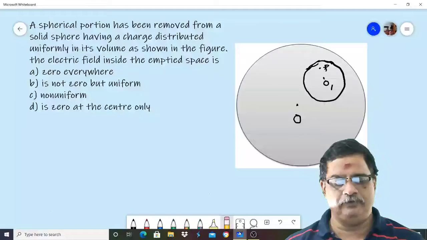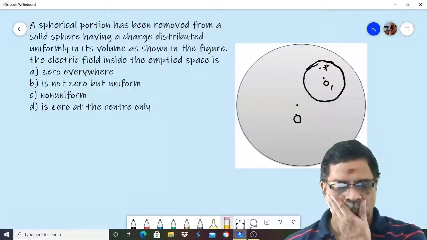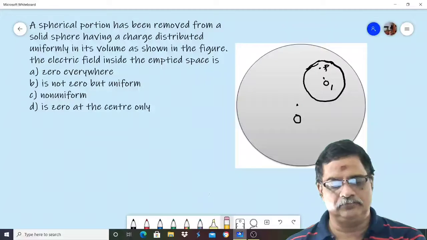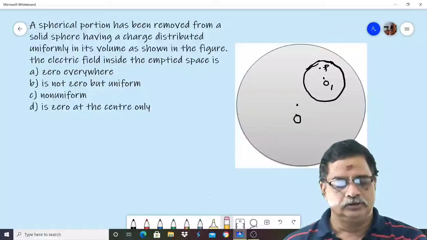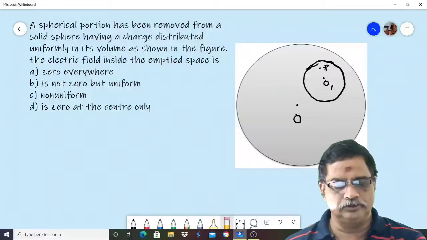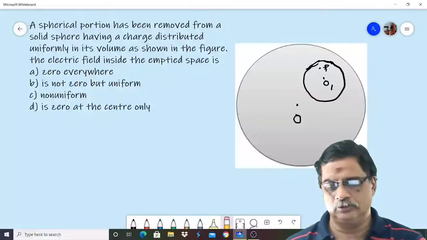So in this problem, a spherical portion has been removed from a solid sphere having a charge distributed uniformly in its volume as shown in the figure. The electric field inside the empty space is: the four options are 0 everywhere, not 0 but uniform, non-uniform, and 0 at the center only.